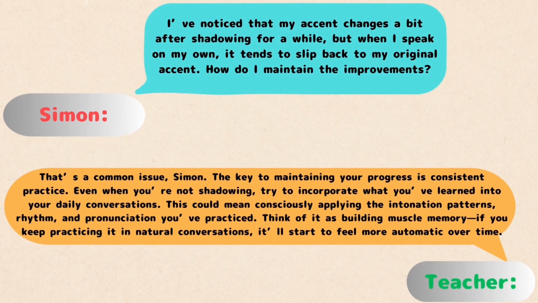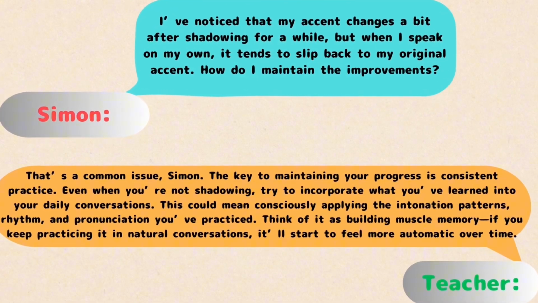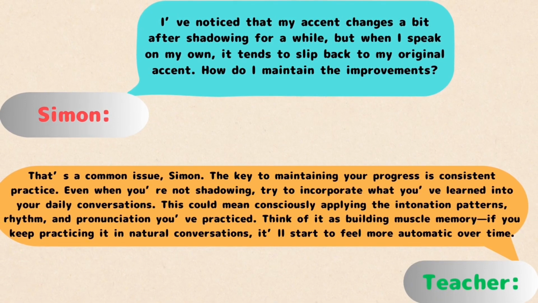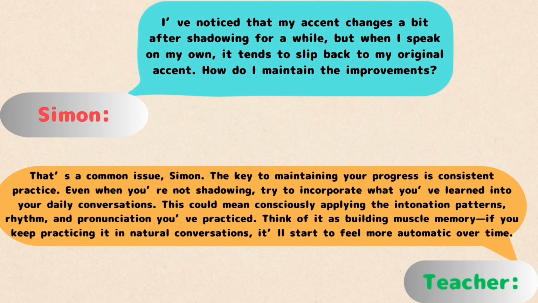I've noticed that my accent changes a bit after shadowing for a while, but when I speak on my own, it tends to slip back to my original accent. How do I maintain the improvements?